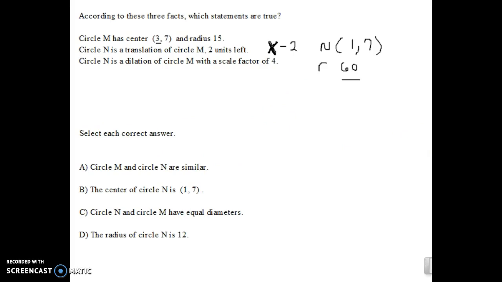So they want each correct answer. There again, there's probably more than one when they say each. So here are our choices. Circle M and N are similar. Well, remember, all circles are similar, so yes, that is a correct answer. The center of N is at 1, 7. Well, that's what we calculated, so that is a correct answer. Circle N and M have equal diameters. Well, remember, if their radii are different, then their diameters are different because the diameter is twice the radius, so that is incorrect. The radius of circle N is 12. Well, we calculated that as 60, so that can't be the right answer.